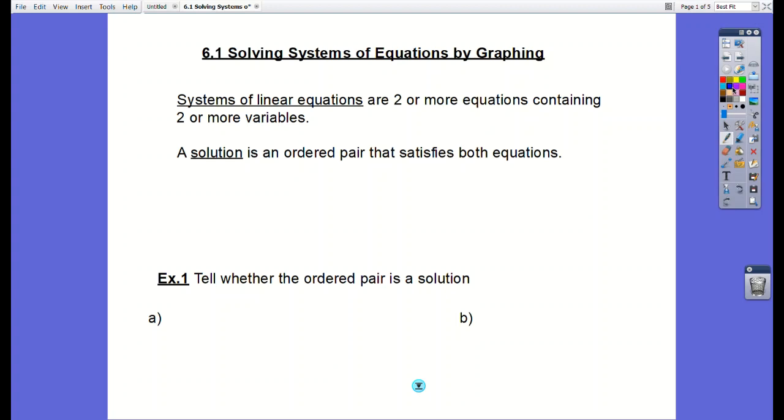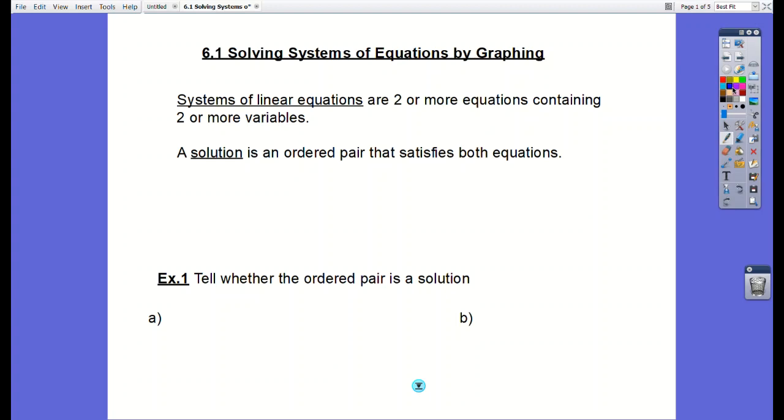This is really just a general definition for what we're looking at for all of chapter 6. So, we are looking at two or more equations containing two or more variables, right? So, when we're graphing today, instead of graphing one equation on a coordinate plane, we're going to graph two equations on a coordinate plane, right? So that's two equations with two variables.